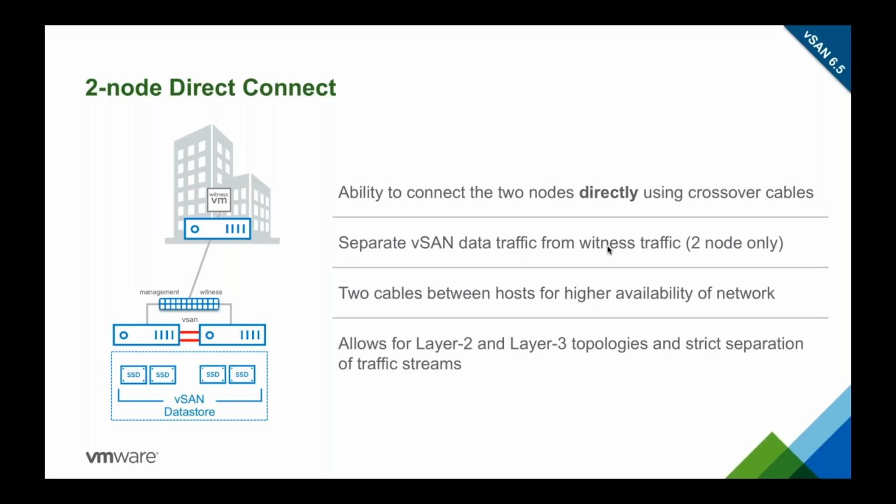So in 6.5, we introduced the capability to separate the witness traffic to a different VM kernel port, a different network port. What this allows you to do is run your witness back at the main data center and use 2 10 gig connections, or you could use 40 or 100 if you have them, and directly connect those vSAN hosts. So now you're getting full 10 gig for your I/O path, for resyncs, you're avoiding switching latency overheads, and you're also getting 10 gig or faster for vMotion when you do maintenance on these remote hosts.